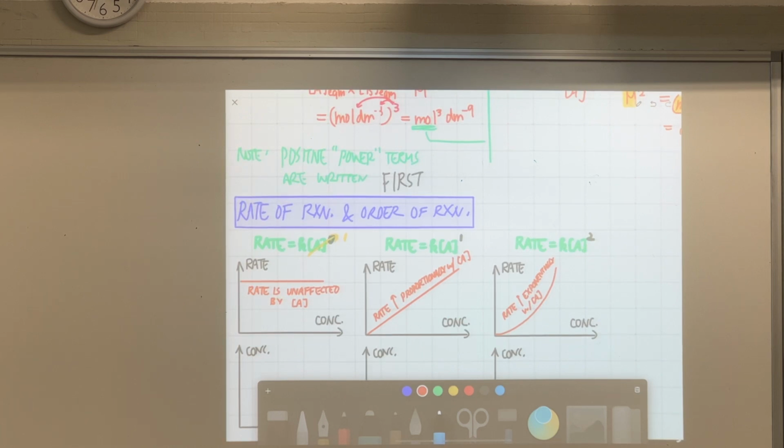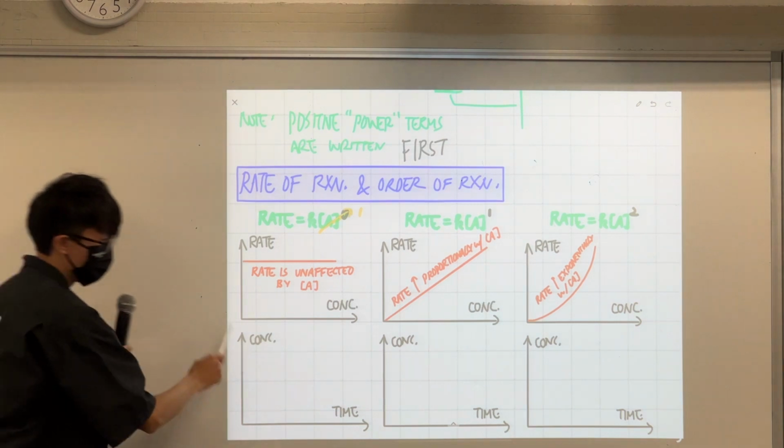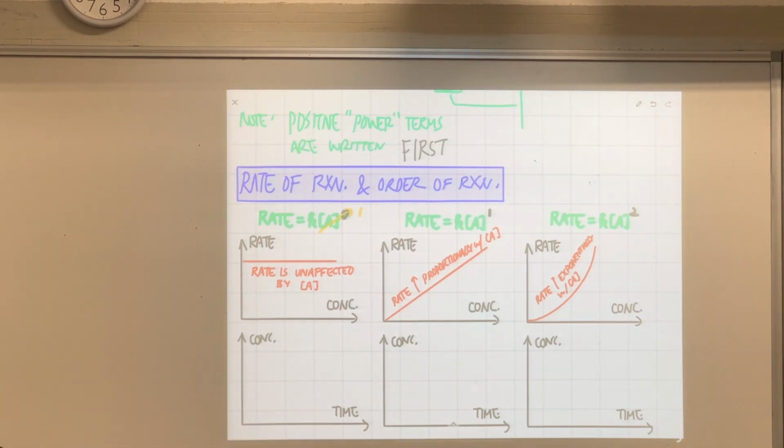But no matter which order you're looking at, the concentration must fall over time. Because what does it mean to be a reactant? Is a reactant used up or produced in a reaction? Used up. So that means for all three concentration-time graphs, they will fall. But depending on the order, it will fall slightly differently. So I want you to draw it.